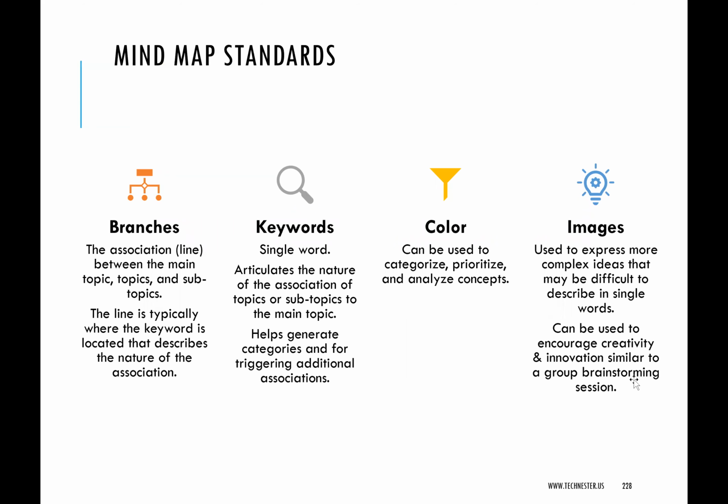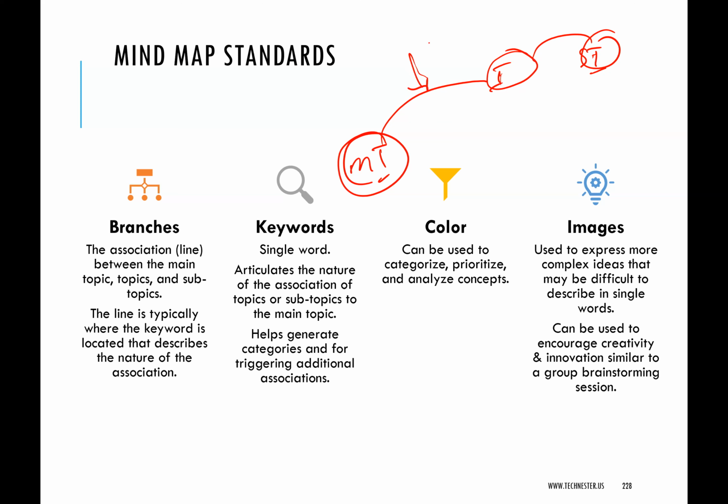So your mind map will typically have branches. Those are the links between nodes. So maybe your main idea and then your other ideas, right? Then sub idea. So it could also be main topic, then normal topic, then subtopic, right? So this is your branch. So your branch is an association line between main topics, topics, and subtopics.